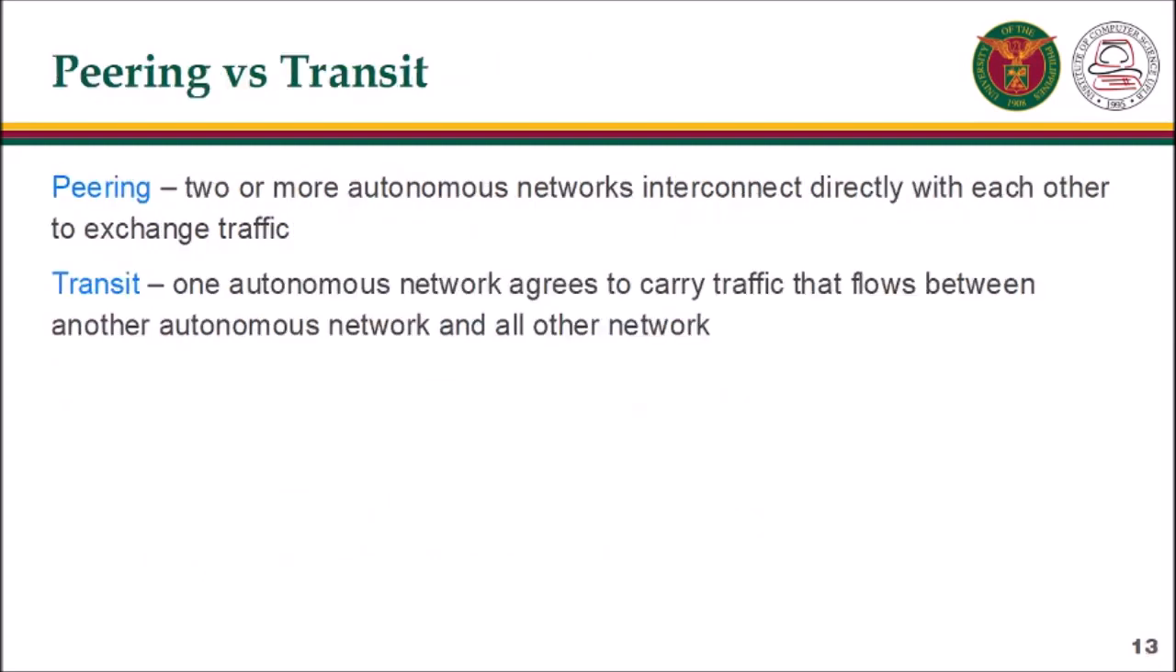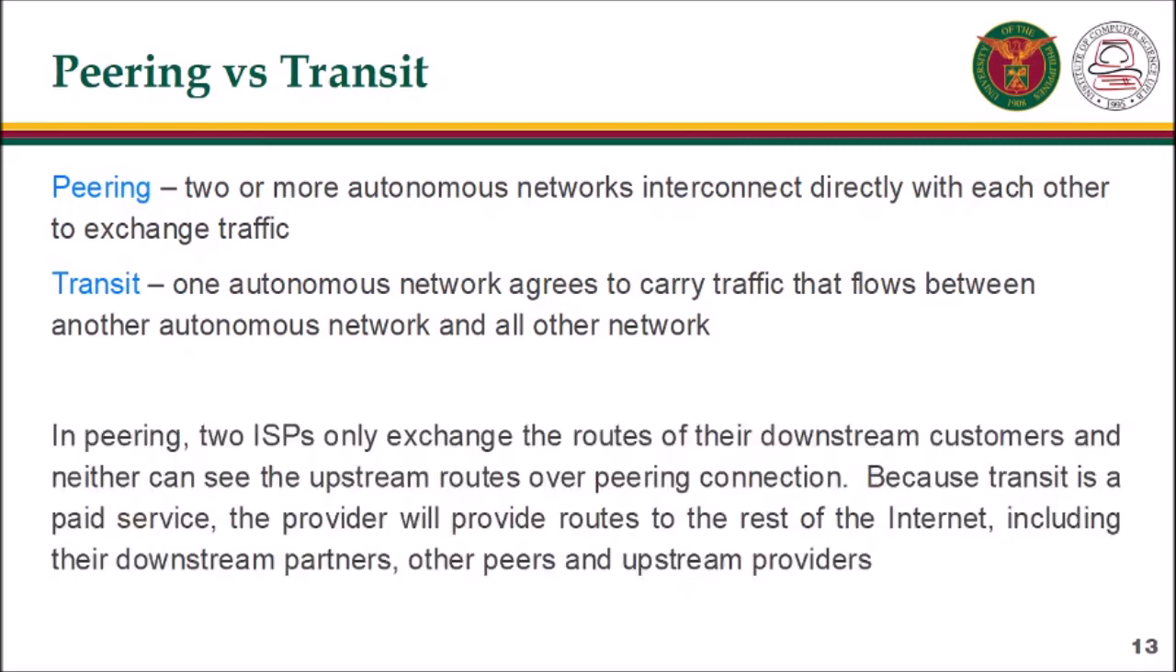Sometimes you hear about peering and transit. In peering, two or more autonomous networks interconnect directly with each other to exchange traffic. They are usually free. In transit, one autonomous network agrees to carry traffic that flows between another autonomous network and all other networks. In peering, two ISPs only exchange the routes of their downstream customers, and neither can see the upstream routes of the peering connection. Because transit is a paid service, the provider will provide routes to the rest of the Internet, including their downstream partners, their peers, and upstream providers.